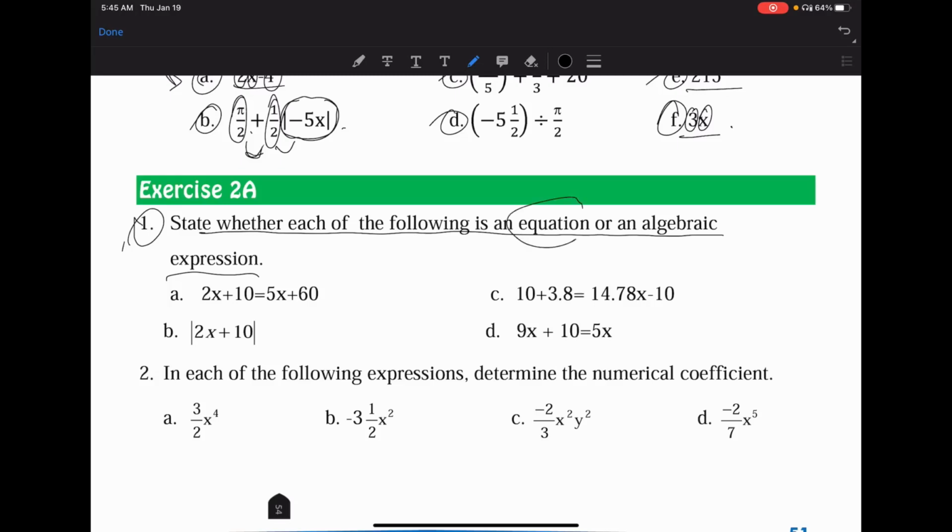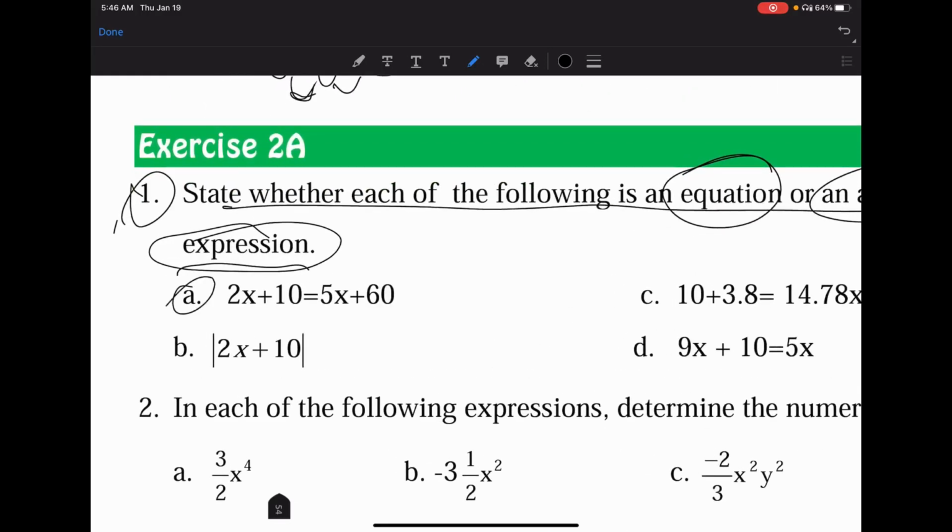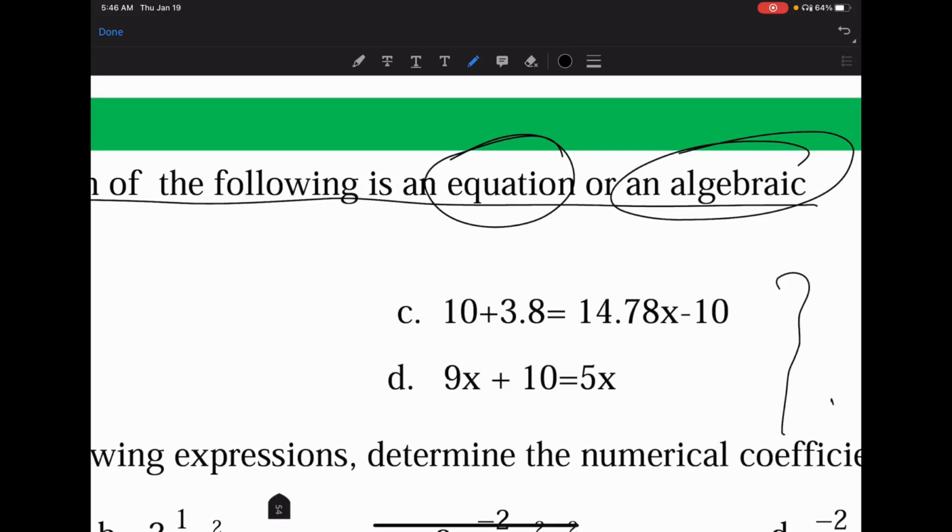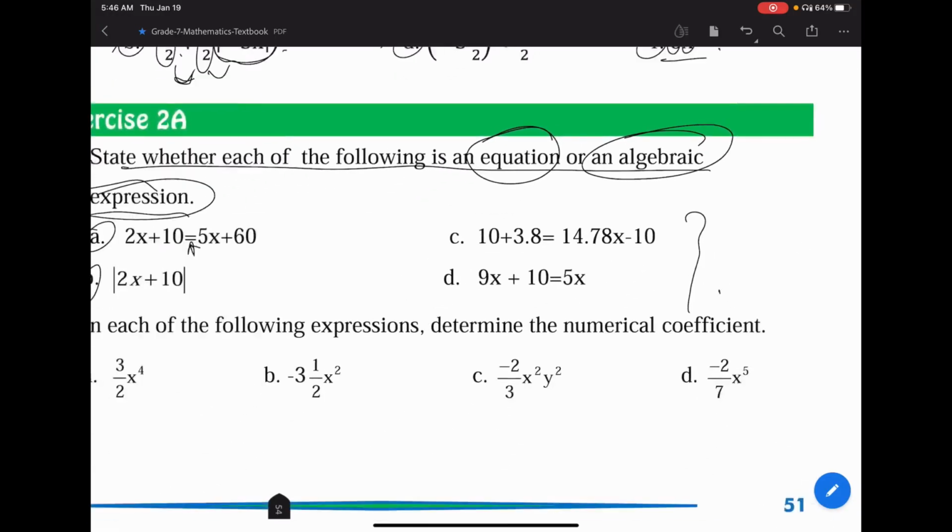Is it an equation or an algebraic expression? So how do we determine that? Well, equations have an equal sign. Algebraic expressions don't. Okay, I'm sorry, A, it is an equation, because it has an equal sign. B, it's an algebraic expression. C and D, they are equations, okay, not algebraic expressions.